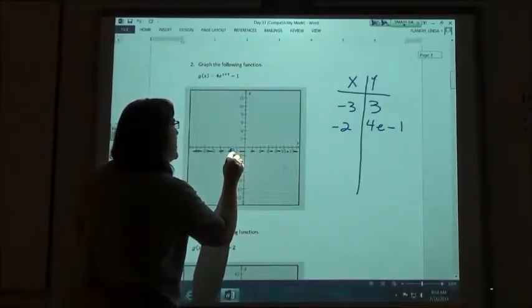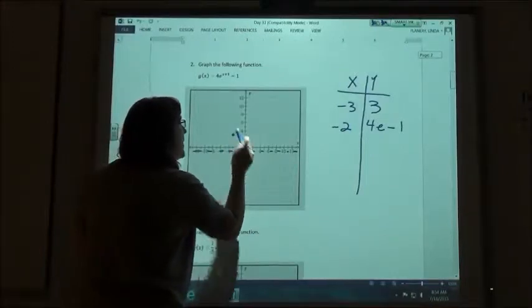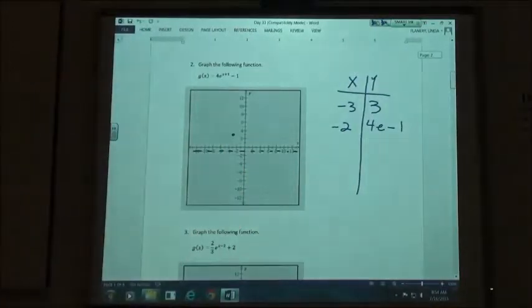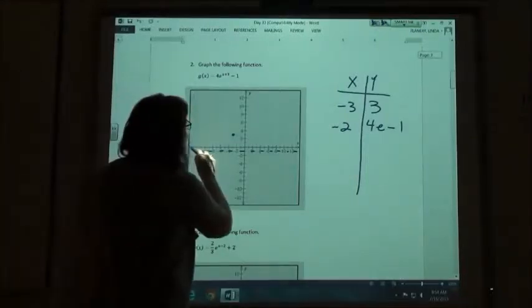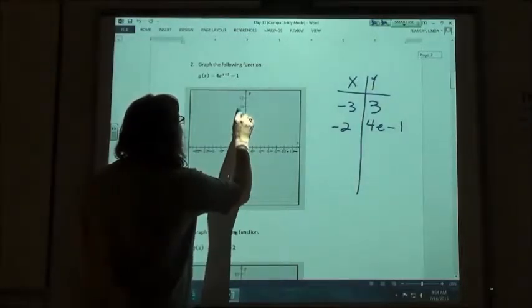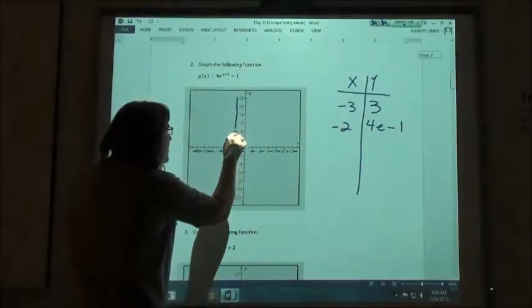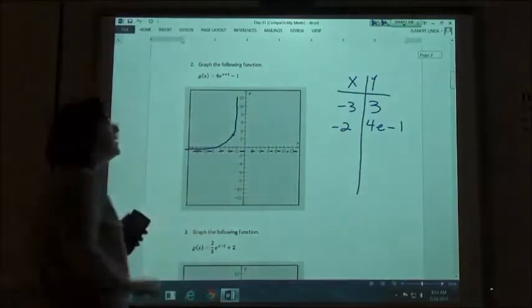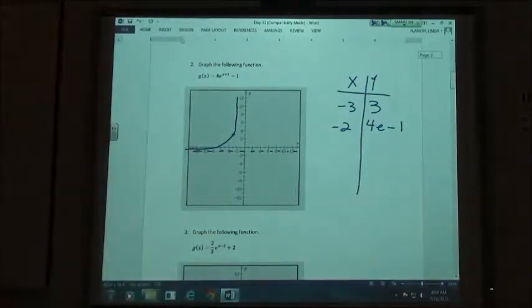We're up to 3. And then 4e minus 1 would be equal to about 9.8. 9.9 actually. So at -2, we're up at 9.9, and this graph is going to look something sort of like that when you hit the graph button.